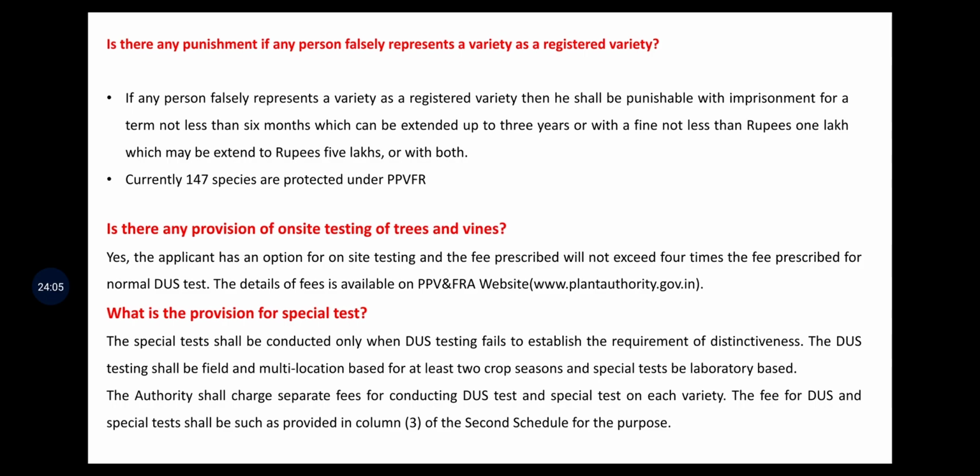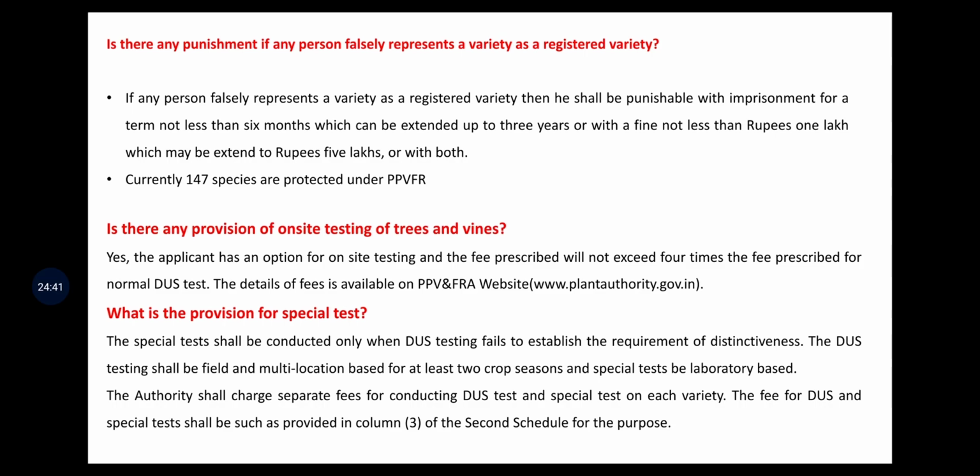Is there any punishment if any person falsely represents a variety as a registered variety? Yes, if any person falsely represents, then he shall be punished with imprisonment for a term not less than 6 months, which can be extended up to 3 years, or with a fine not less than rupees 1 lakh, which may be extended to 5 lakh, or with both. Currently, 147 species are protected under PPV-FR.